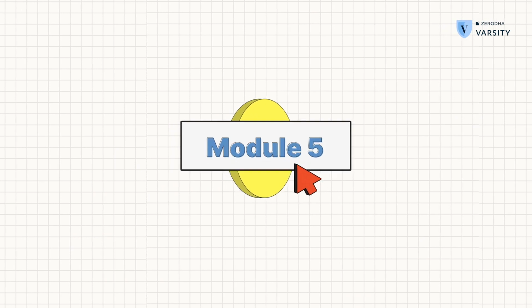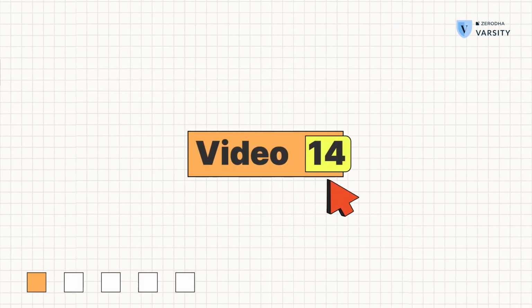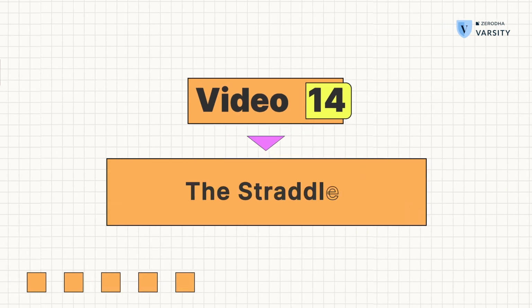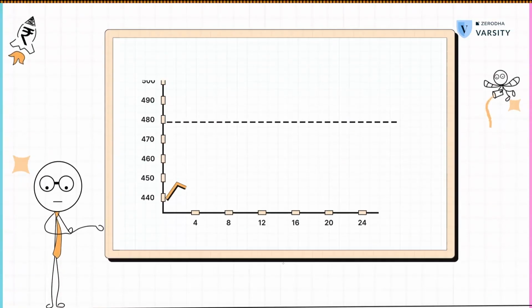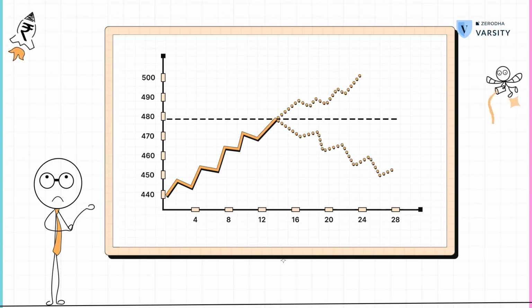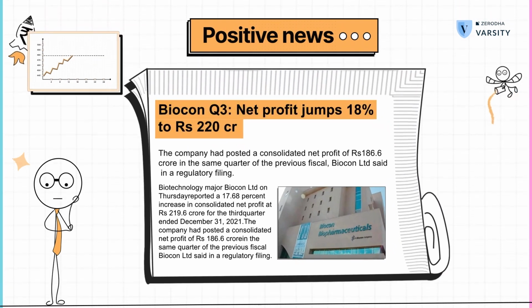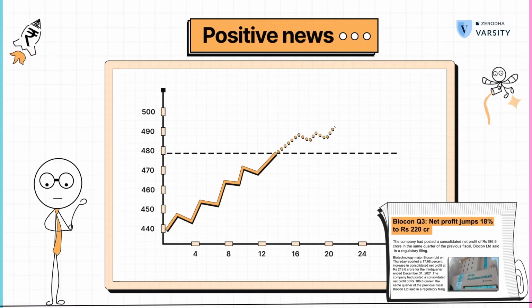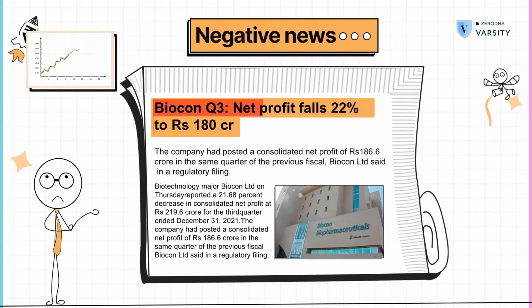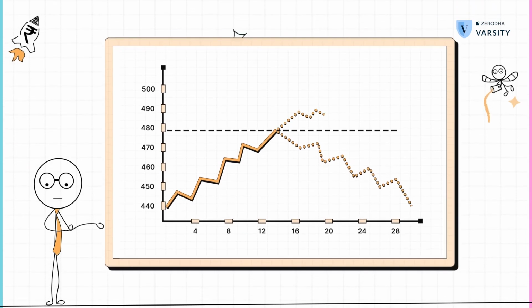In this video, let's try and understand a few delta neutral option strategies. Imagine a situation where you don't have clarity on which direction the stock will move. For example, assume Biocon will announce its quarterly results tomorrow. If the results are good, then the stock price will rally. But if the results are bad, the stock price will crack. Clearly, there is no directional visibility here.